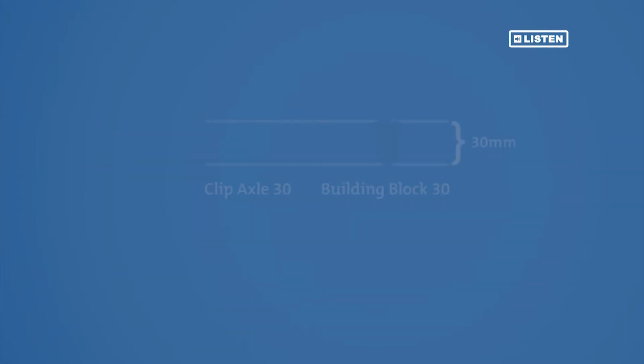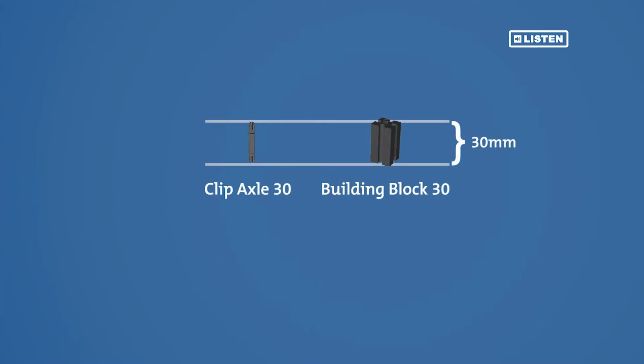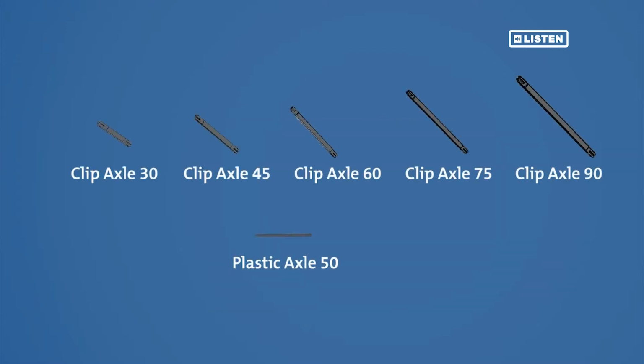Remember that the length of a clip axle 30 is the same as a building block 30. Their name comes from their measurement of 30 millimeters. Can each group collect all the axles and arrange them from smallest to largest and measure each of them? You can use building blocks to measure the axle.